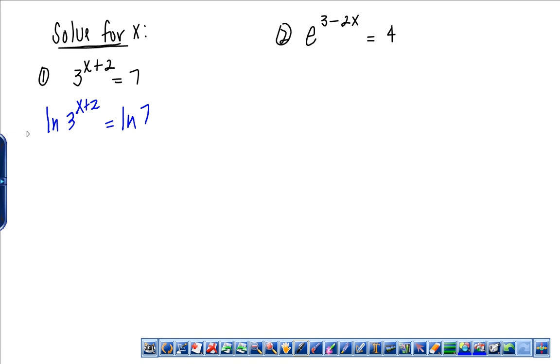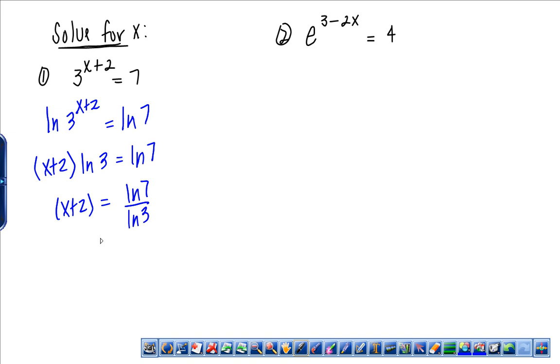Now remember your rules from the day before. If you have an exponent, it comes down as a coefficient. So x plus 2, I'm going to put that in parentheses, natural log of 3 is equal to natural log of 7. Now my goal is to solve for x, so I'm going to divide by the natural log of 3. So I have x plus 2 is equal to the natural log of 7 over the natural log of 3. And so now I can get rid of that 2. So x is equal to negative 2 plus the natural log of 7 over the natural log of 3.